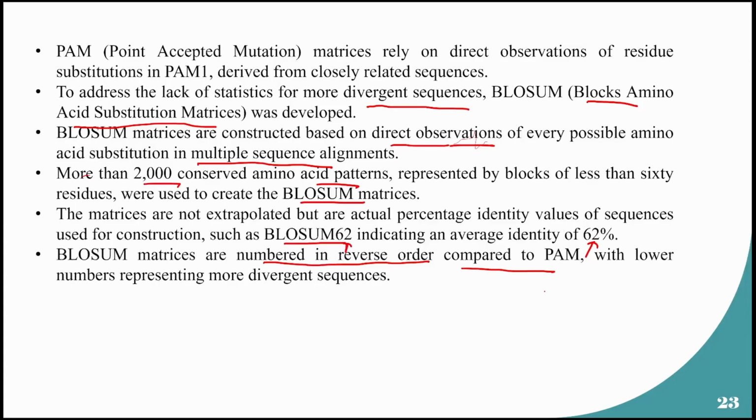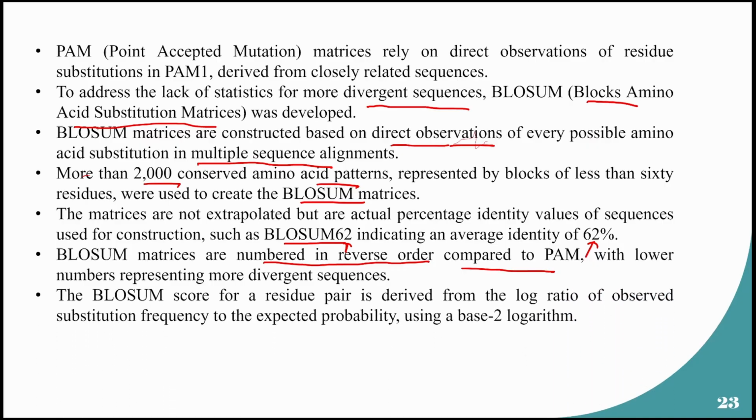So that means, as in the case of PAM, the lower numbered values are used for closely related sequences, and the higher values are used for divergent sequences. In this case, the higher values represent more closely related sequences, and the lower values represent divergent sequences. Of course, because the BLOSUM value directly indicates the average identity, right? For example, 62 is 62%. So if you have a BLOSUM 80, that means 80% sequence identity. If you have a BLOSUM of a lower value, that means the identity score is lower. So again, you can see that they are ordered in reverse, the PAM and the BLOSUM.